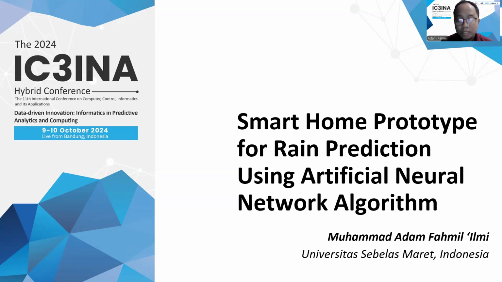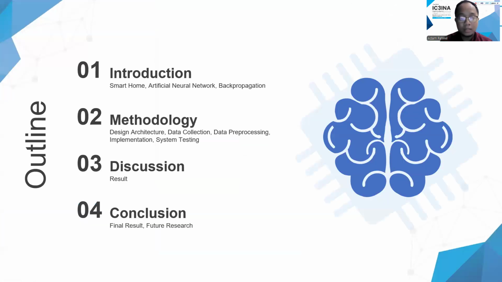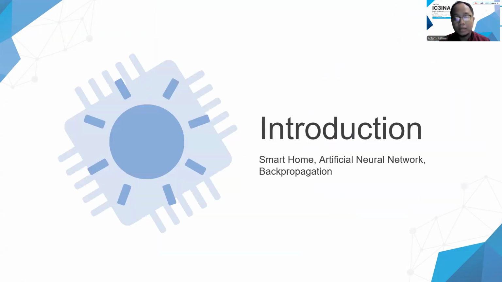My name is Muhammad Tentang Pamil Ilmi from Universitas Plus Maret Indonesia, and I will present you about our research. The title is Smart Home Prototype for Rain Prediction using Artificial Neural Network Algorithm. For the outline, the first is introduction, and next is methodology, and next is discussion, and the last is conclusion.